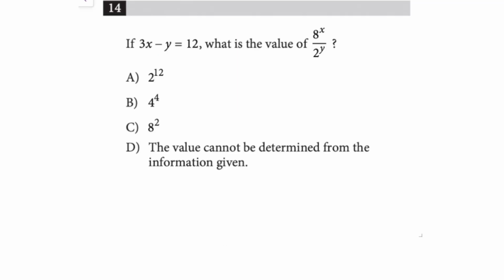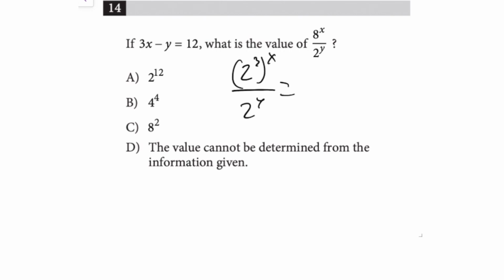Number 14. If 3x minus y equals 12, what is the value of 8 to the power of x over 2 to the power of y? So the way I'm going to simplify this expression is actually rewrite this as a different base. So 8 can be written as 2 to the power of 3. So I write this as 2 to the power of 3, to the x, over 2 to the y.